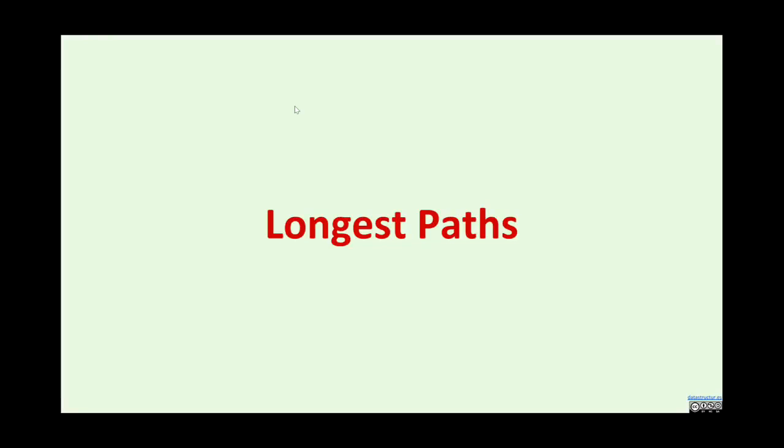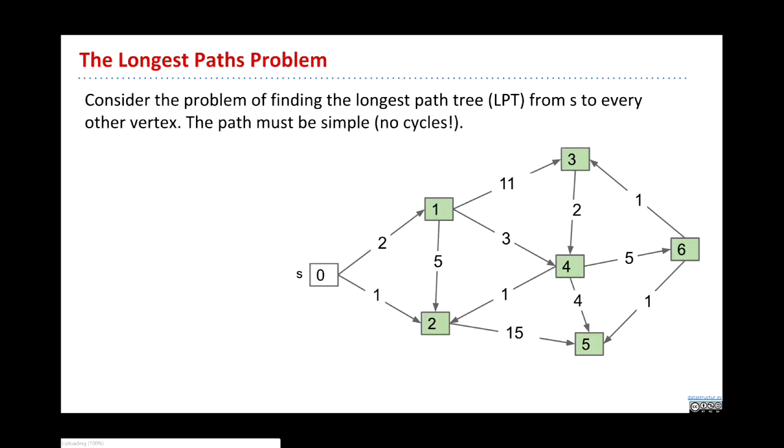All right. Let's talk about longest paths. Consider the problem of finding the longest paths tree from S to every other vertex. One rule I'm going to say is we're not going to allow cycles. Otherwise, it's cheating because we could just go in circles, like 0, 1, 4, 6, 3, 4, 6, 3, 4, 6, 3 forever. That's the lame problem. So we're going to restrict ourselves to simple paths, no cycles.